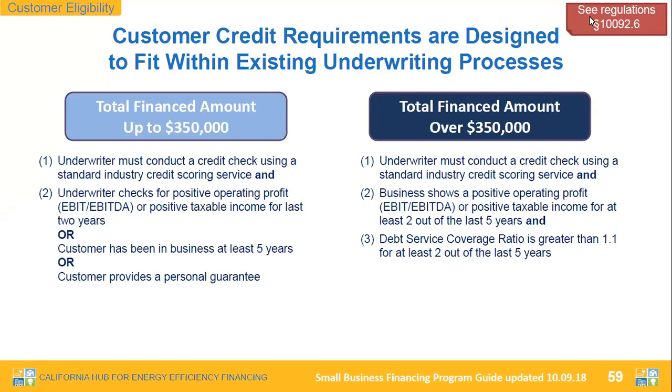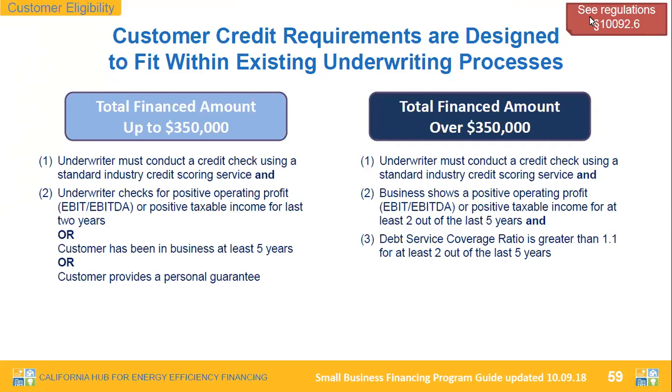And then one of the following three requirements: either there's a positive operating profit or taxable income for the last 2 years, or the customer's been in business at least 5 years, or they provide a personal guarantee. And we think from talking with the finance companies that with those options, you can pretty much make a loan, lease or service agreement to those that you would want to with our credit enhancement for that amount. Please tell us if we have gotten it right.